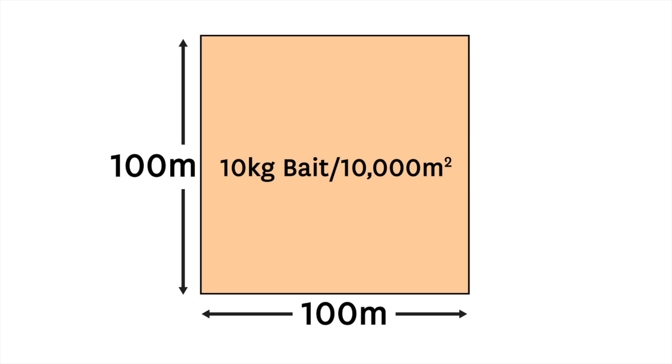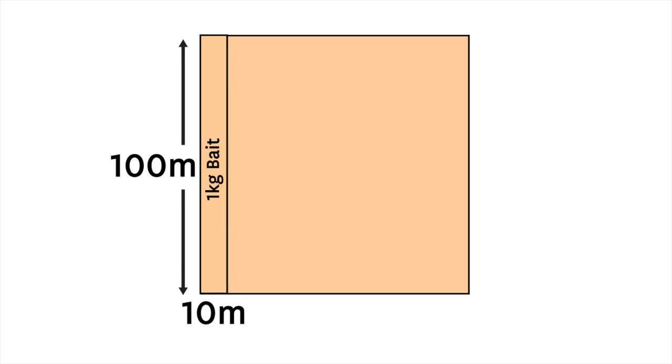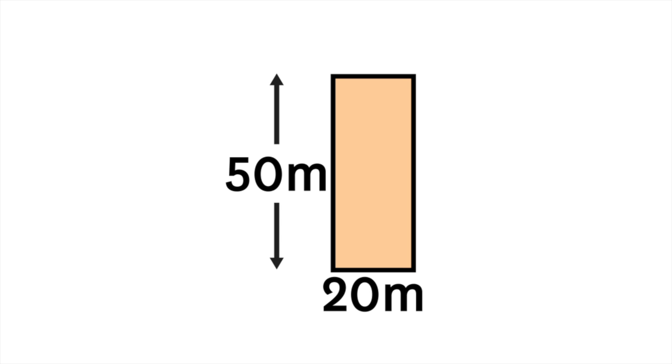We know our spreader holds 1 kilo of bait. This means one spreader load is enough to cover 1/10 of a hectare. We know that 1/10 of a hectare is equivalent to 1,000 square meters. We measure the length of our treatment area and find it is 50 meters. We divide 1,000 by 50 to find out the width of the area we can treat with 1 kilo of bait. In this case, it's 20 meters.